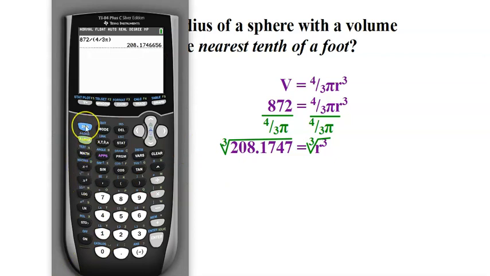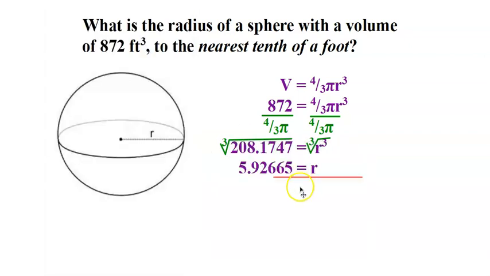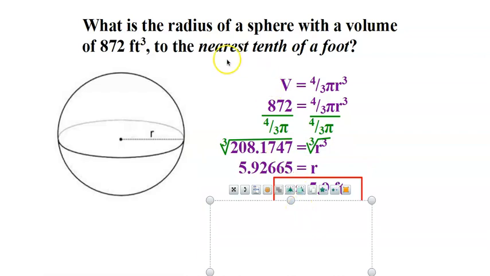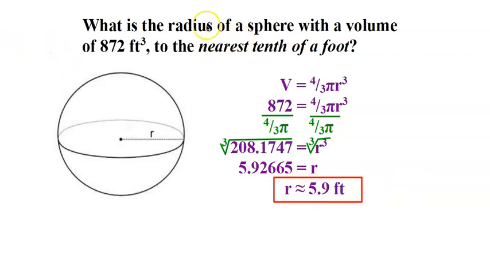I want cube root, which on my TI calculator is under Math, and you come down here to number 4. Cube root of that answer there, and we get 5.92665. So approximately, rounded to the nearest tenth of a foot, 5.9. Approximately. That was a little bit tricky. We started with the volume and we had to find the radius. We went backwards. Used that formula still.